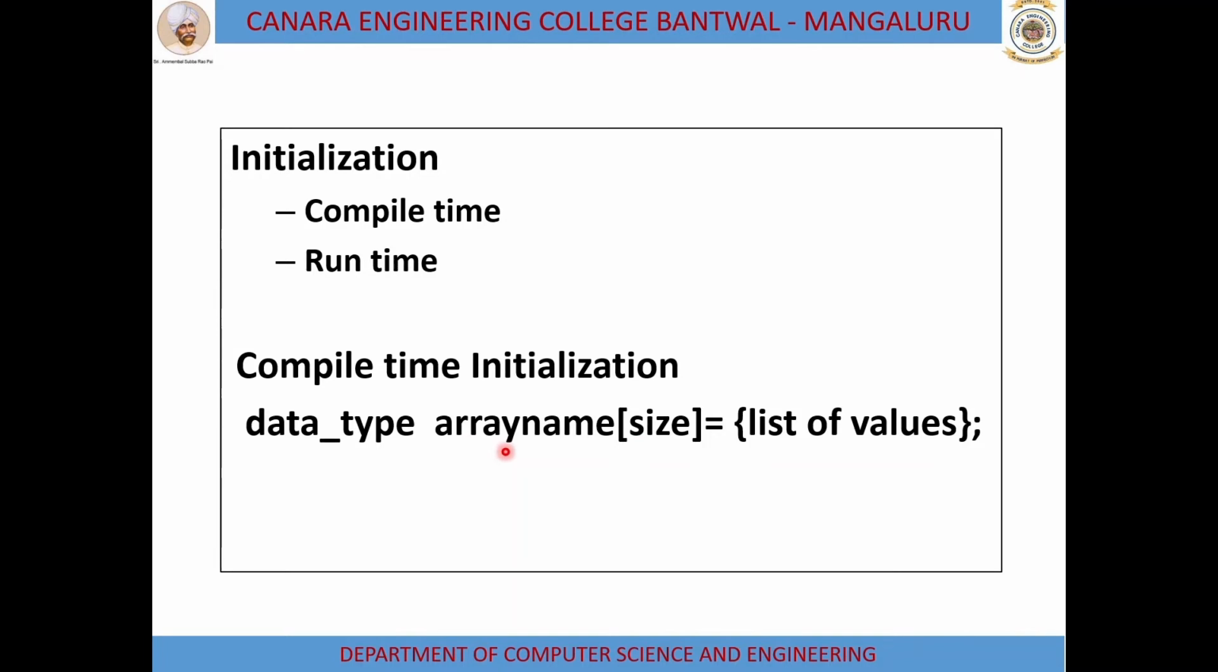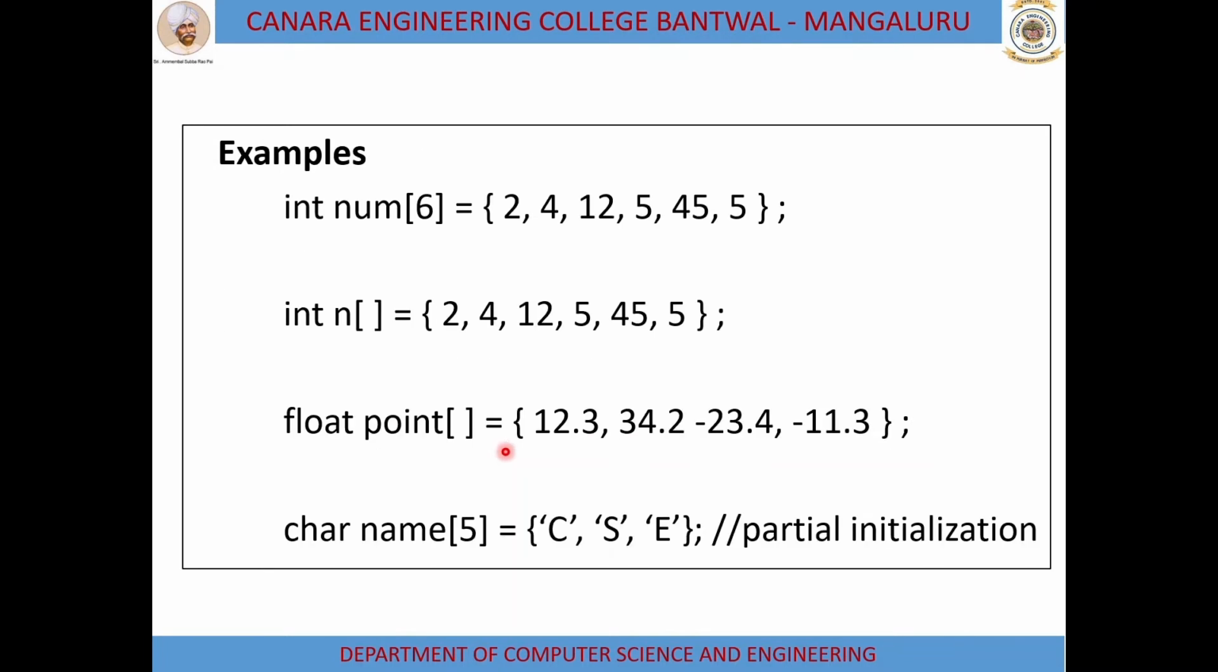Some more examples are given here. There are various ways in which we can initialize the array during compile time. So int num[6] means I have declared an integer array with the name num. It can hold 6 values, and within the curly braces I have specified the 6 values to be stored in the 6 locations of the array. First value will be 2, then 4, 12, 5, 45 and 5.